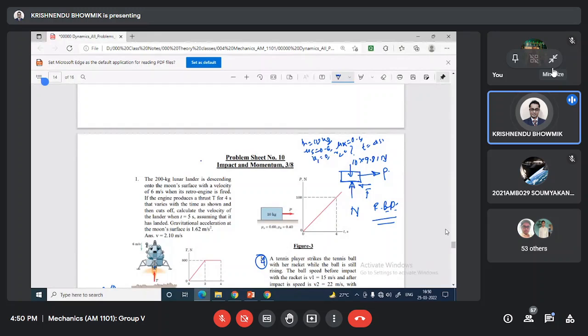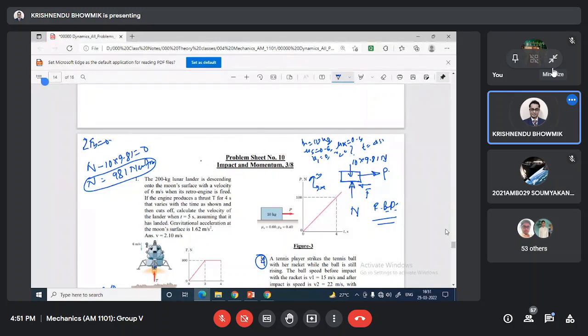Okay. Now, what is, say, x, y? Summation Fy equal to 0 will give N minus 10 multiplied by 9.81 equal to 0. N equal to 98.1 Newton. N value we got. Okay.